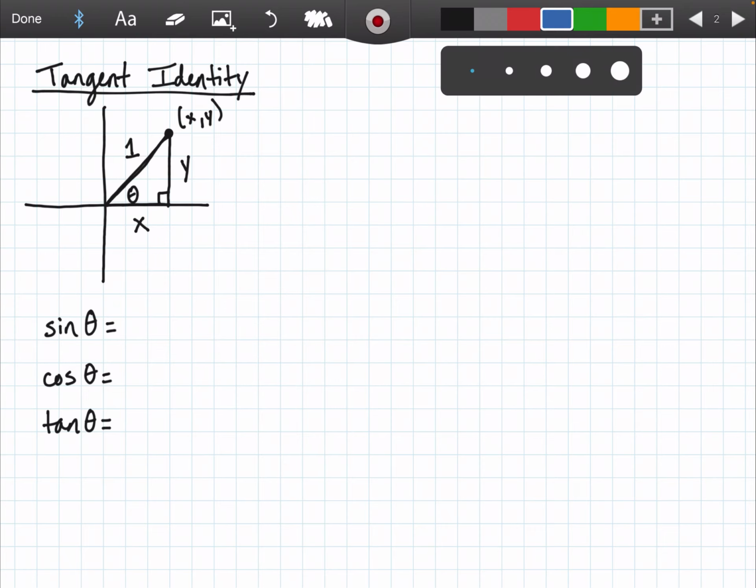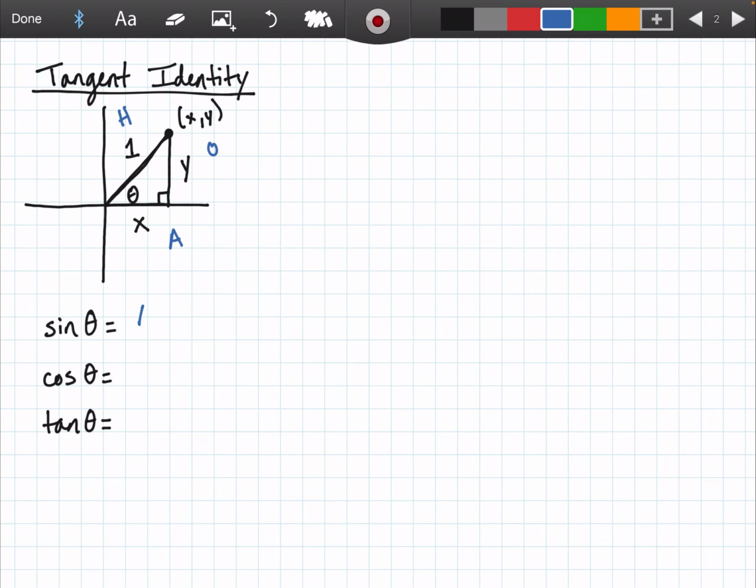Alright, if I look at sine of theta, here's opposite, adjacent, hypotenuse. Sine of theta, I know, is going to be y over 1, which is the same as y. So sine of theta would be your y coordinate in this situation. Cosine of theta is going to be x over 1, which equals x. Okay? And tangent of theta is going to be y over x.